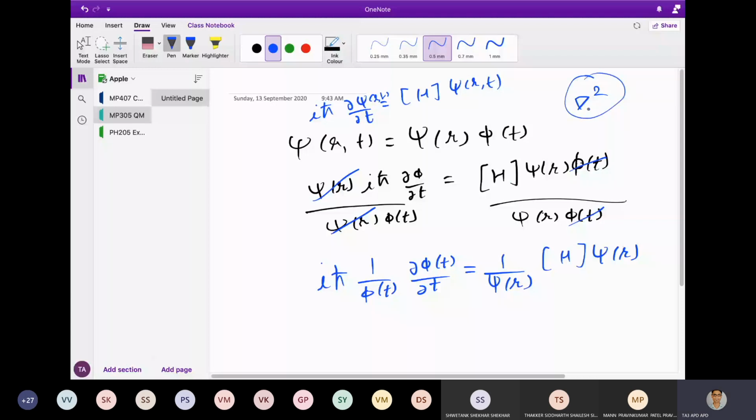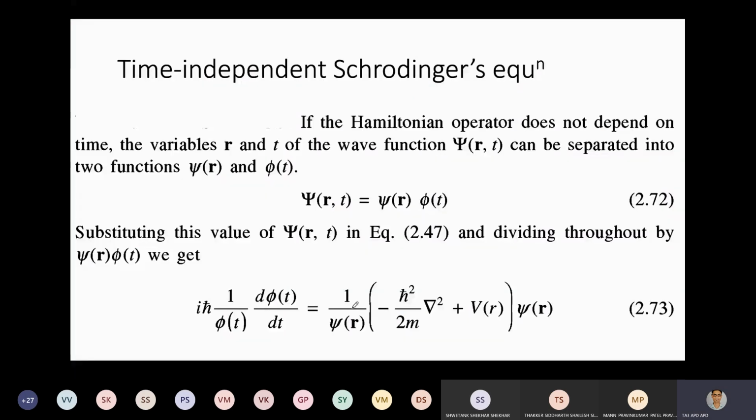Sorry, it is not time dependent. It is a position dependent operator. This is ∂²/∂x², so this is a position dependent operator. So it will first operate on this function psi. So what we will write is 1 upon psi(r) into H into psi(r). So phi gets cancelled over here. So this is what we should be getting over here. Okay, where I have written this whole expression as a Hamiltonian.